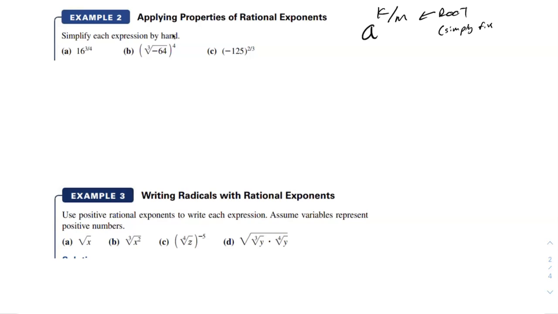So for the one right here, 16 to the 3/4, you want to do the 4th root of 16 first, and then take that to the 3rd power. You always want to do root first because it makes it smaller, and then you can just make it bigger afterwards. So it's a lot easier to do. The 4th root of 16 is 2, so we have 2 to the 3rd.